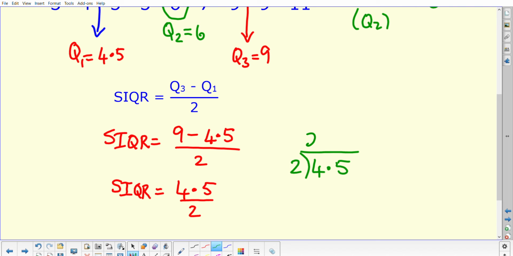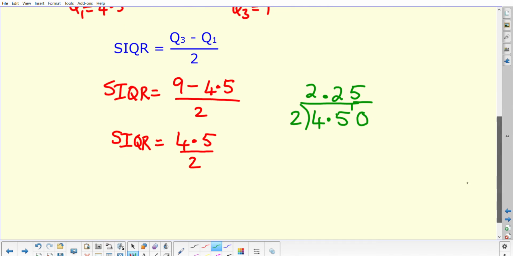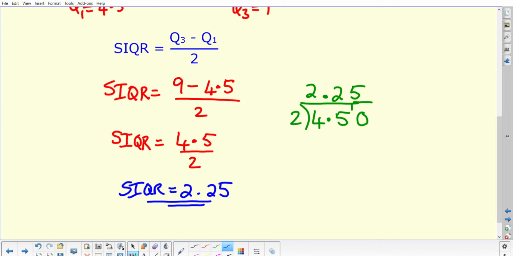So 2 into 4 is clearly 2, 2 into 5 is 2. You've got a remainder of 1. Because this is decimal work, we need to add a 0 onto the end of that decimal number and carry the 1 over, so that what you get is 2.25, and that's the value for the semi-interquartile range. It is 2.25. And you've got a mark for that 2.25.